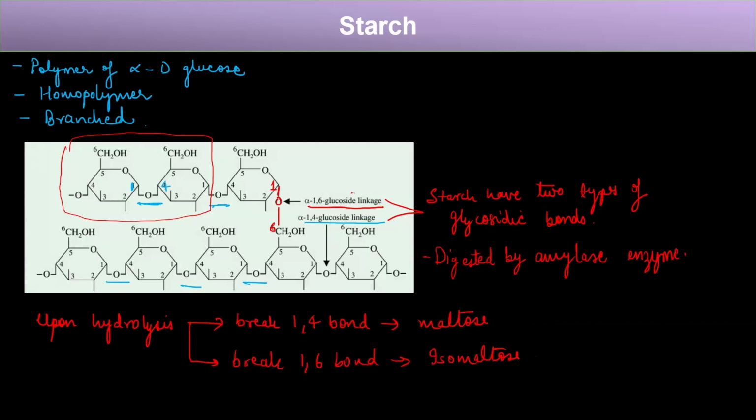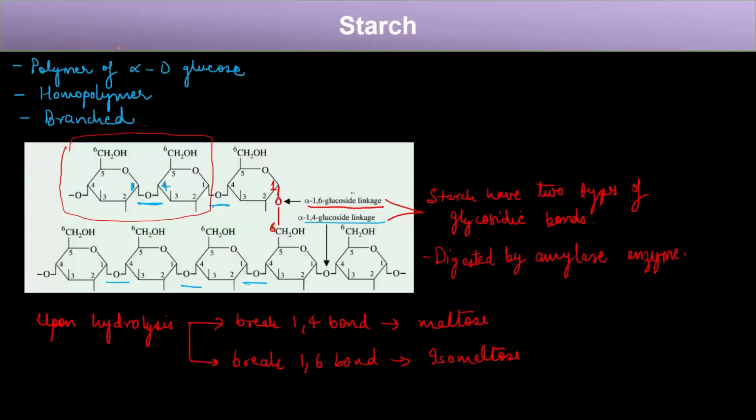Okay. Now, what else do we have to study about the starch? This is only two lines, but if you draw the starch, it will look something like this. Now, in this, if you see, it has two parts. The first part is completely linear, and the second part has some kind of branching.